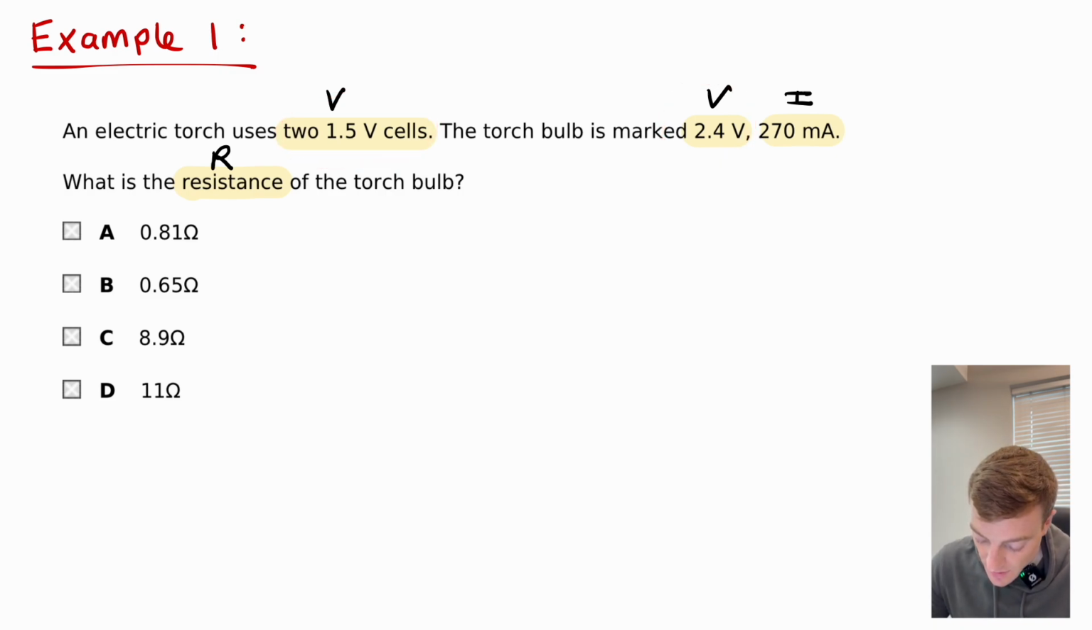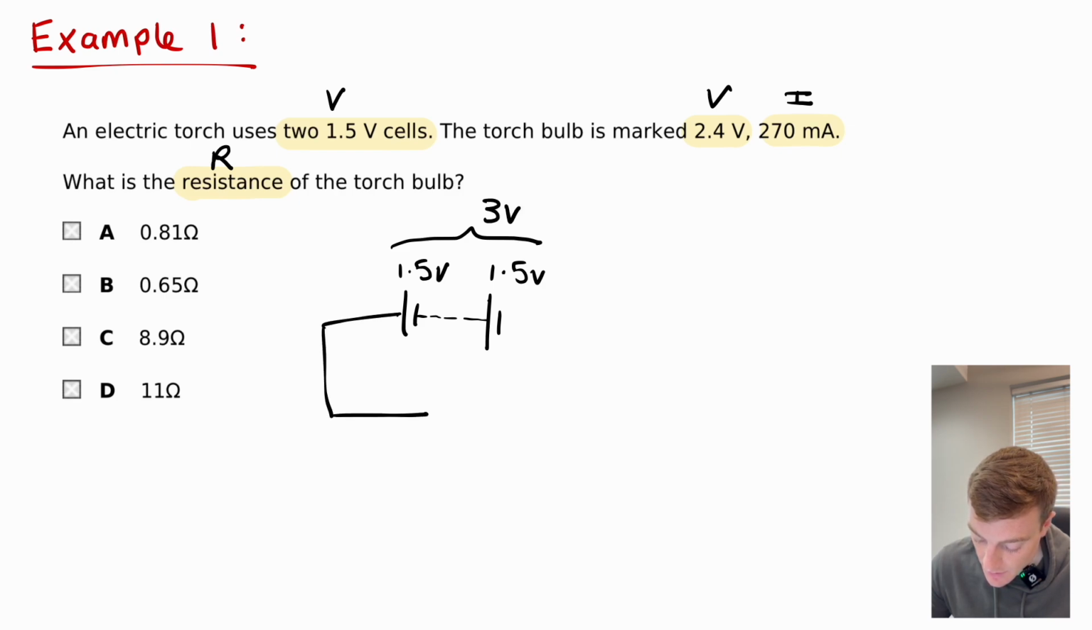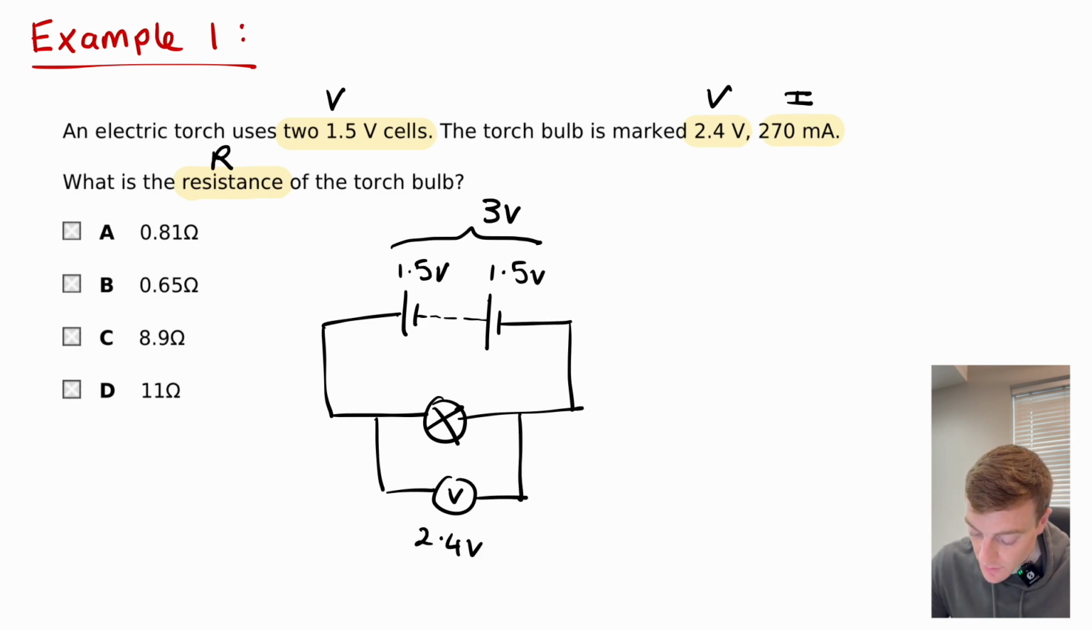Well, let's draw a circuit. So I have one of the 1.5 volt cells, another one. Together, they make a 3 volt battery. Then I have the bulb. Now the bulb has a potential difference of 2.4 volts. So let's draw a voltmeter to show this. And also a current of 270 milliamps. So I'm going to need to draw an ammeter in series.